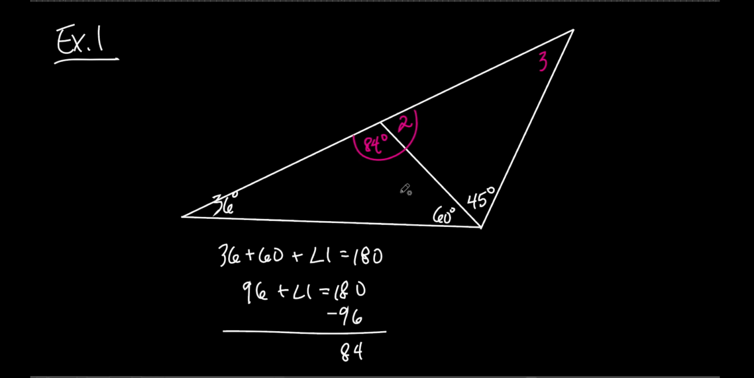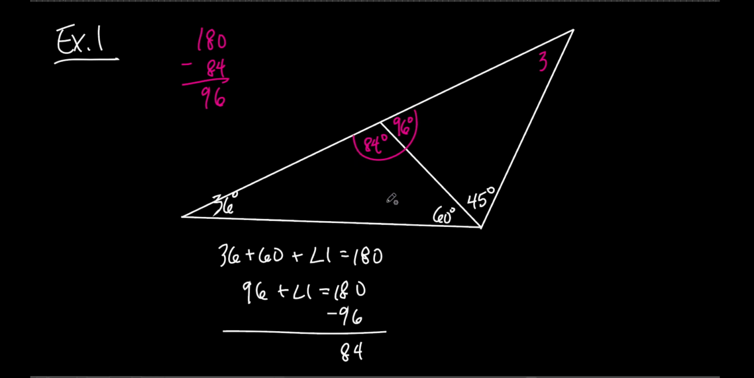It's 180 degrees. So if I know one of the angles, I got two angles here that make that 180 degrees. If I know one of the angles, how do I find the other one? Take it away from 180. So 180 minus what? 84. Guess what we get? Now that looks familiar, doesn't it? Where have you seen that 96 before? Yeah, this part right here.